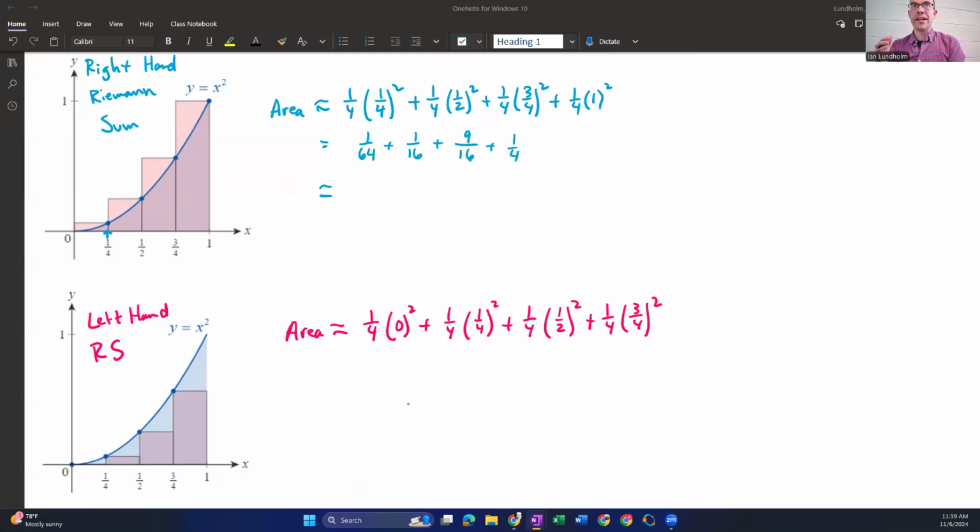And so you can see that there's definitely a connection between these two. The first rectangle in this right-hand Riemann sum is actually the second rectangle in this left-hand Riemann sum, and so on and so forth. And if we were going to calculate this area, we'd have 0 plus 1/64 plus 1/16 plus 9/16. And the idea would be that the true area should be in between these two.